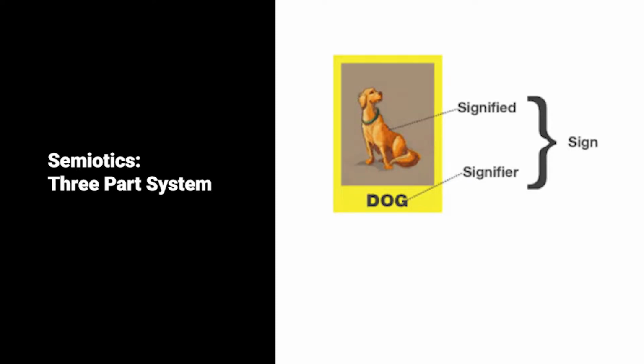Taking a look at an example, in this image, the picture of the dog is a signified. The word dog is a signifier. Signs are things that invoke the concept. So for a dog, some signs could be a paw, a dog bone, or a leash.